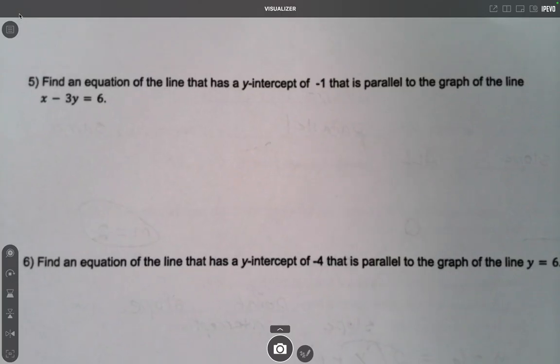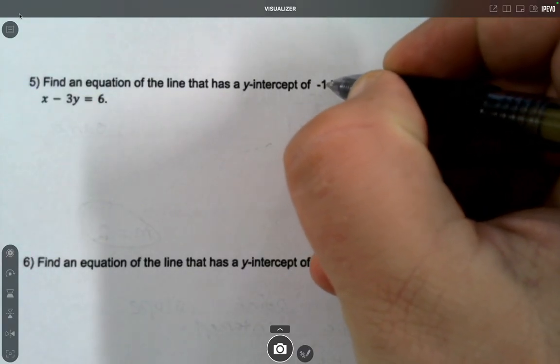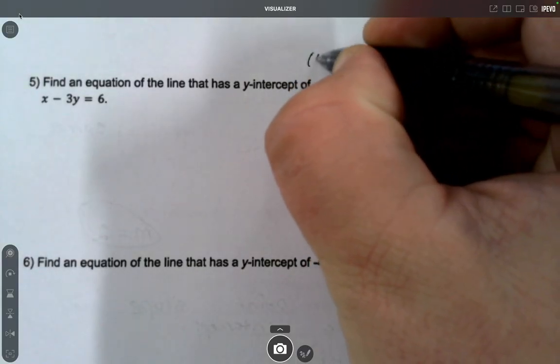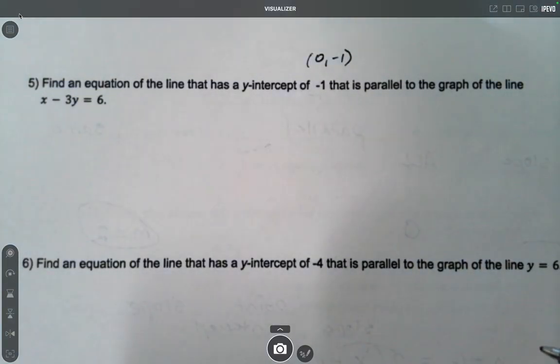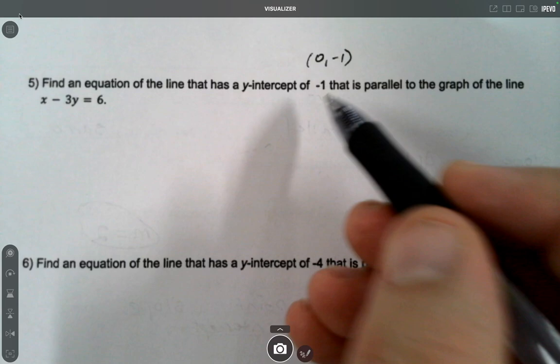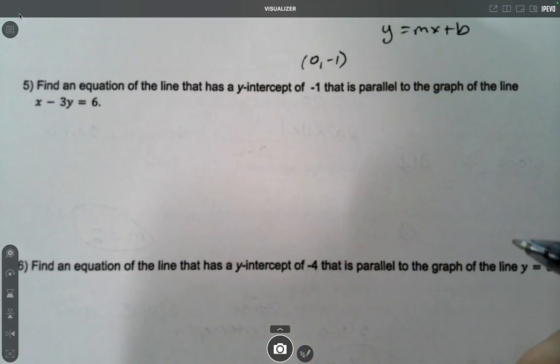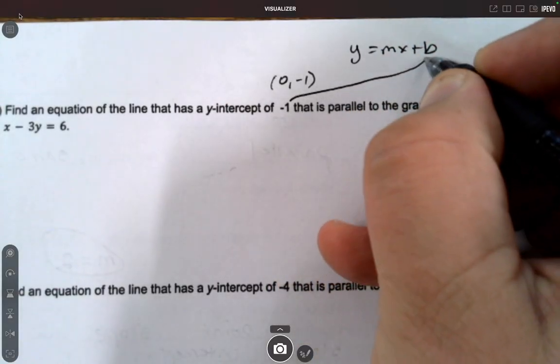This one says, find an equation of the line that has a y-intercept of negative 1 that is parallel to the graph of the line x minus 3y equals 6. So there's two ways you can use this information right here. A y-intercept is where it hits the y-axis, so it does tell you the ordered pair 0, negative 1 is part of the line. So you can just use that as a point, or if you remember, when we have y equals mx plus b, the slope-intercept form, the b is the y-intercept.